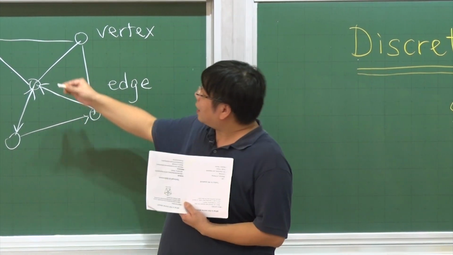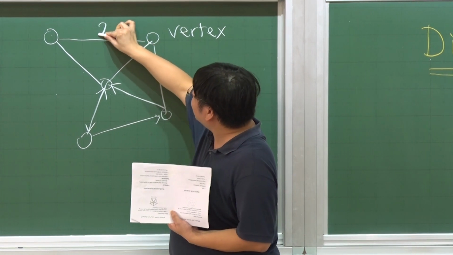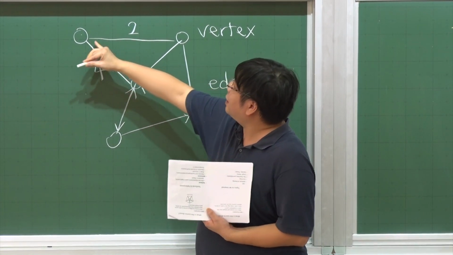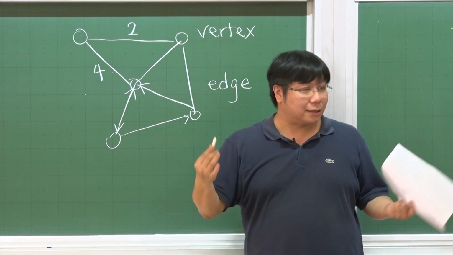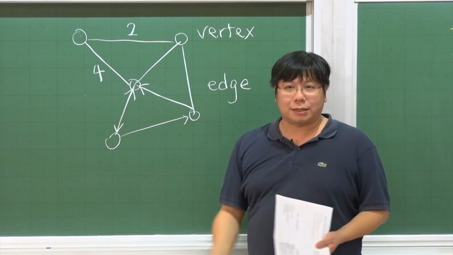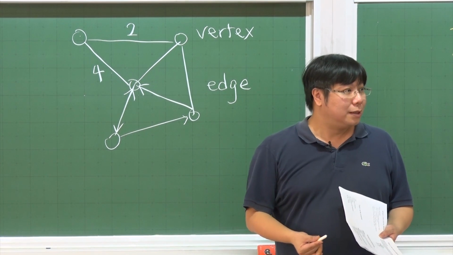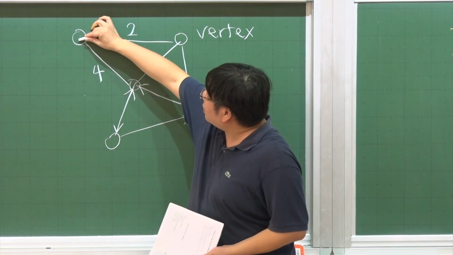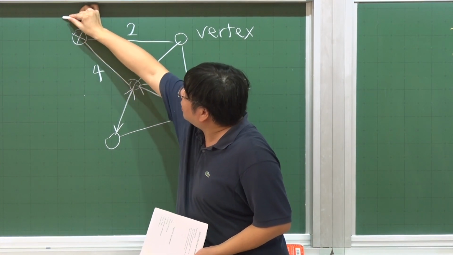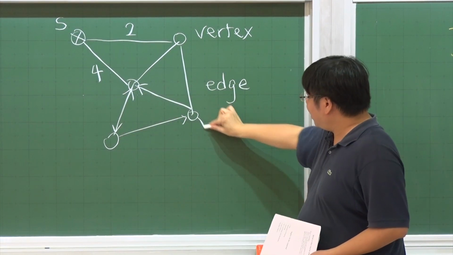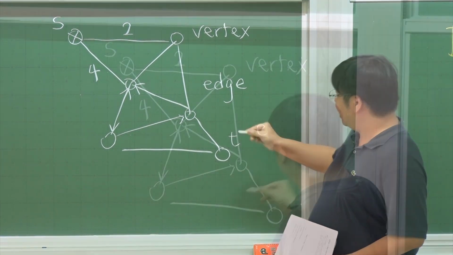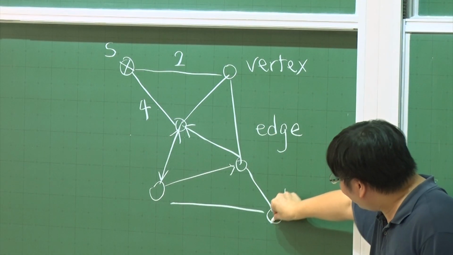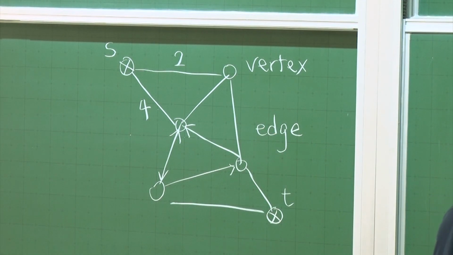And sometimes there may be some more information, like there is a number 2 here and a number 4 here. It indicates that to go from this one to this place, it takes 2 minutes. To go from this one to this one, it takes 4 minutes, estimated time. And in that case, the problem that we have is, I have a starting location, let me call it S, and an ending location, let me call it T. So I want to find out the shortest way to get from S to T.